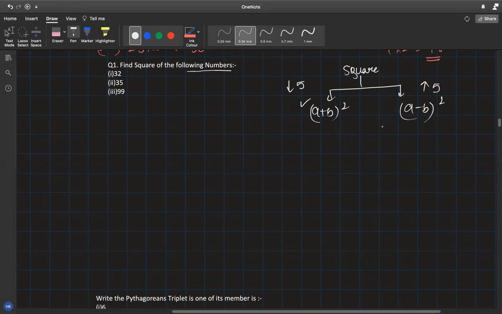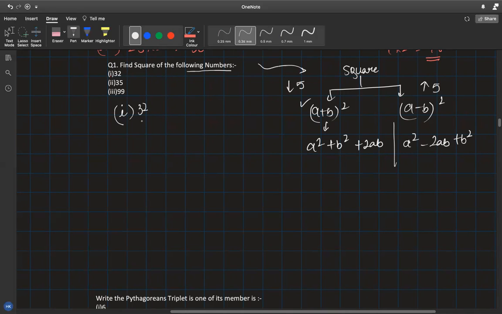Both of the formulas are correct. None of them is wrong. This is just a formula to make your calculations a lot easier for you to solve. So (a plus b) square becomes a square plus b square plus 2ab, and (a minus b) square becomes a square minus 2ab plus b square. Now, applying these formulas, you just have to take out the answer to the question. So let me see for the first one.